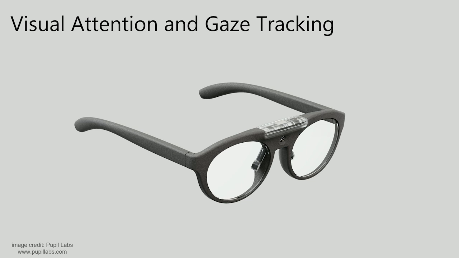This is an image of the Pupil Neon glasses. Gaze tracking comes in kind of two flavors: screen mounted and head mounted. So what we've got here is head mounted. Screen mounted fits on the top of the computer screen, and in both cases it's able to see in real time what the person who's doing the viewing is looking at.